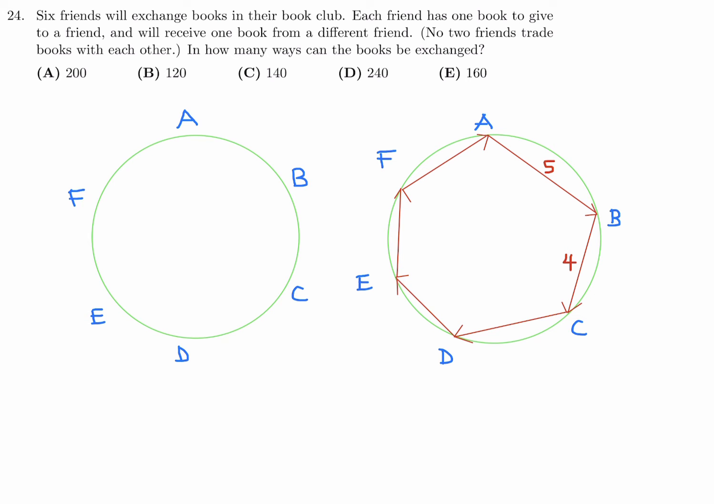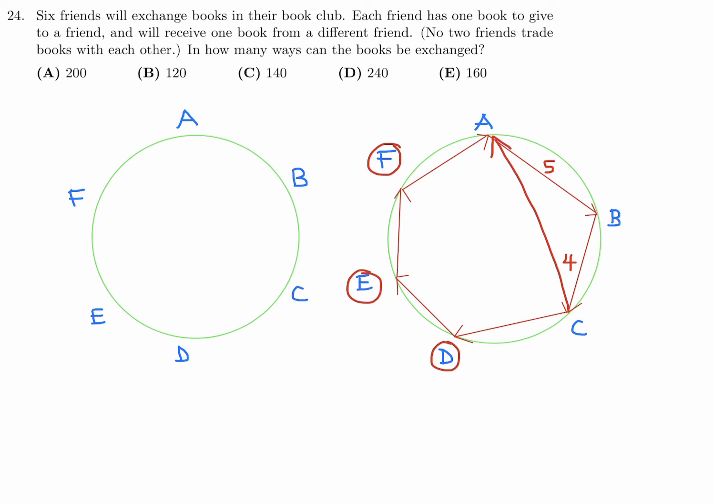So let's now go to C. I drew it in a way that C is giving a book to D, right? But he could also have given a book to E. I could have drawn it like that. Or he could have given a book to F. But he cannot give a book to A in this scenario.